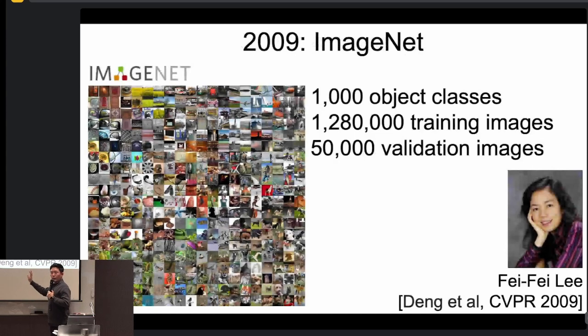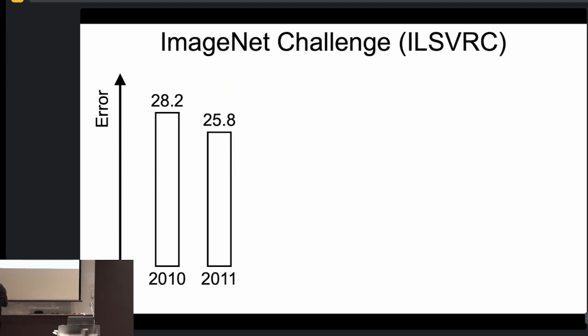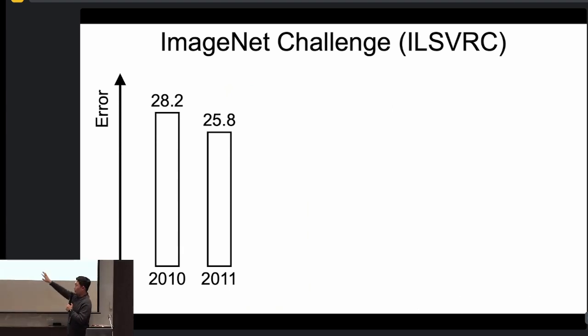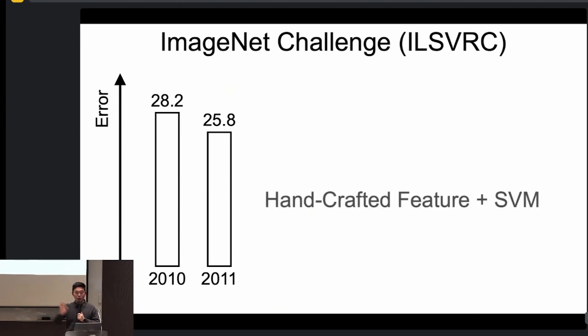Because she released this dataset in 2009, the first competition was held in 2010, and the next one in 2011. The winning method of each competition showed an error of around 28, 25 percent. At that time, all the winning methods were handcrafted features plus SVM. It's very fun to see that it's only 10 years ago. Now we have ChatGPT, but 10 years ago, it was handcrafted features with SVM.